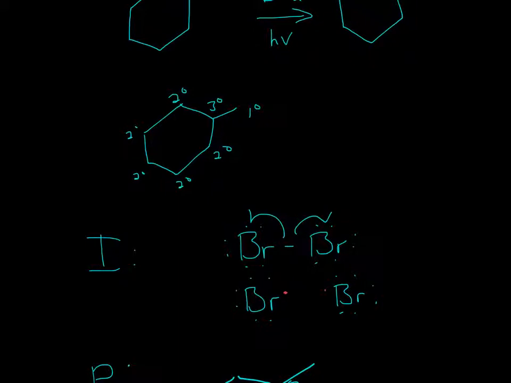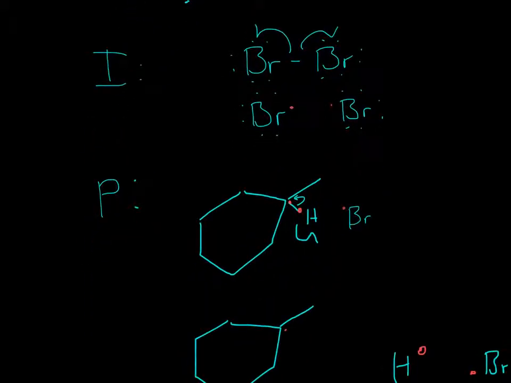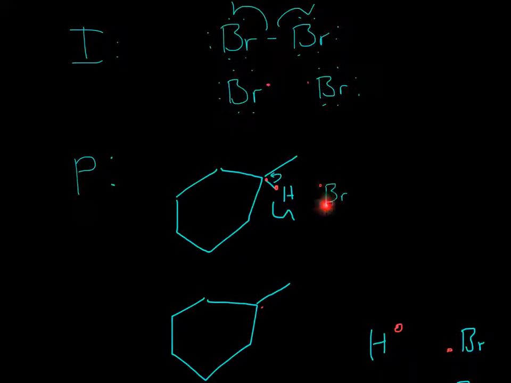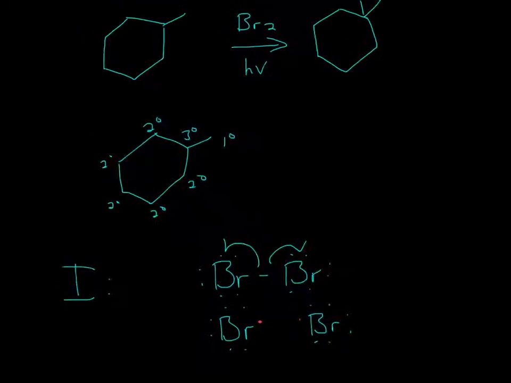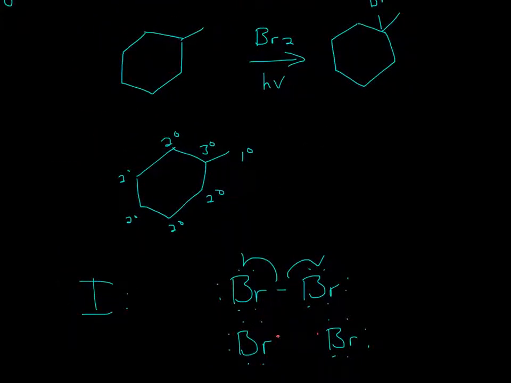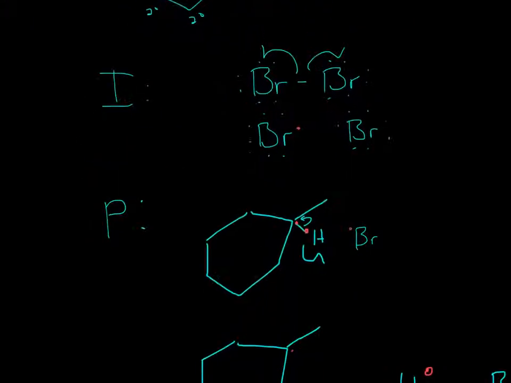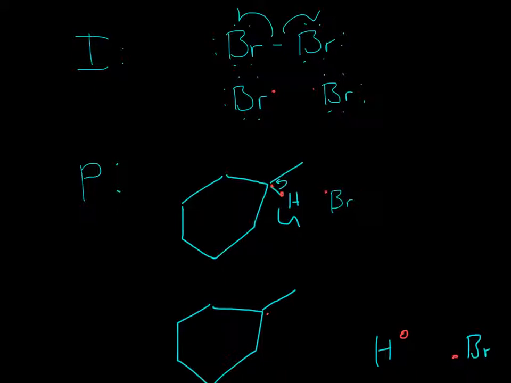Now, the next step is propagation. So for propagation, one of these bromines can come and attack a hydrogen on this original compound, right? So, for example, here we have a hydrogen here, even though it's not shown, it's always implied. Because, for example, here we have 3 hydrogens, here we have 1 hydrogen, here we have 2 hydrogens, right? So a bromine radical can come and not attack the site, but attack that hydrogen.